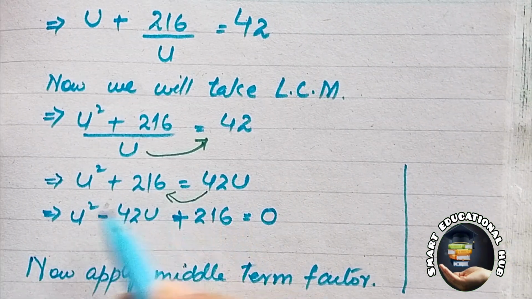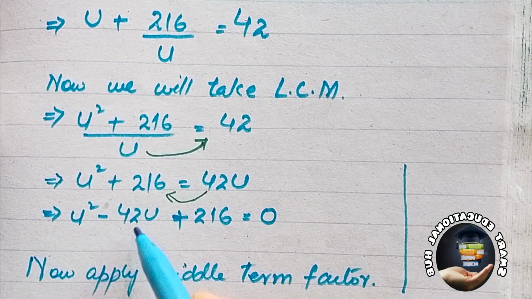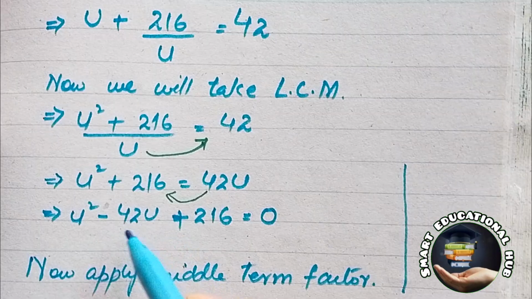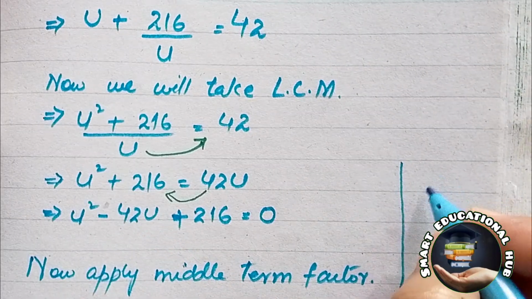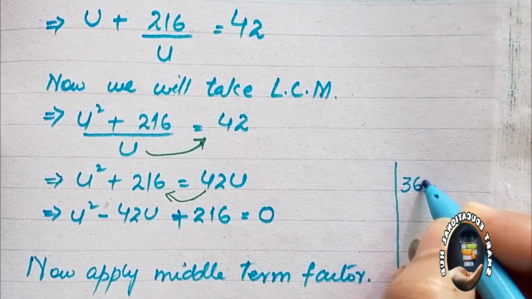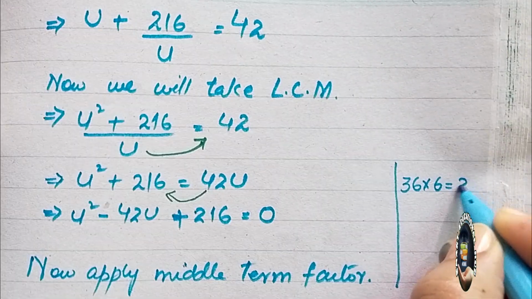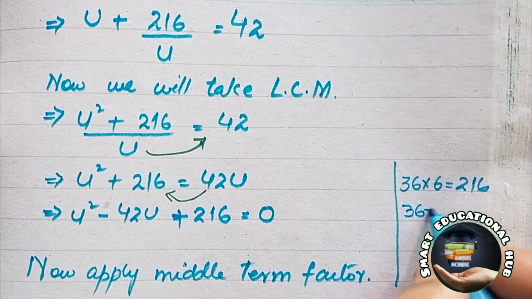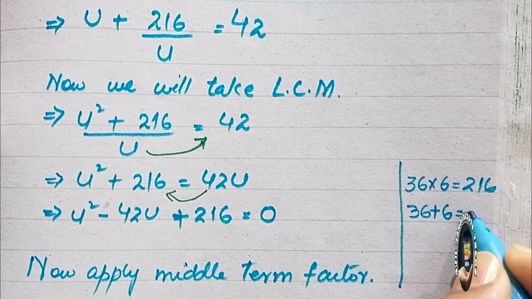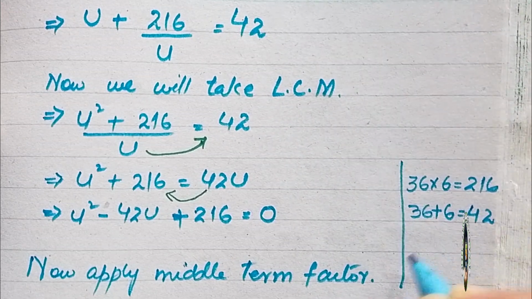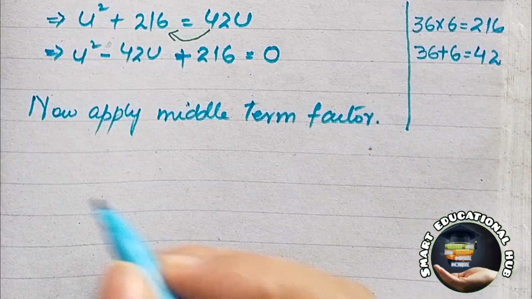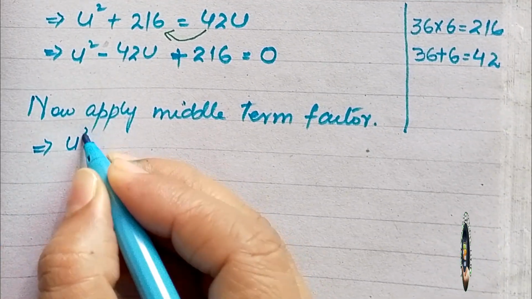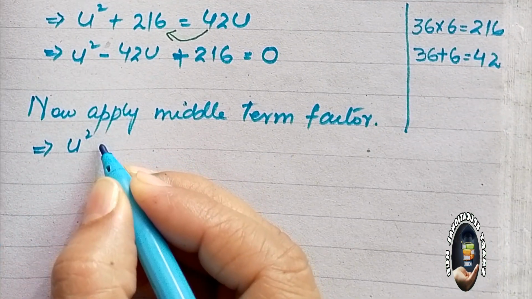We will break in such a way that when we add or subtract two numbers, we get the middle term, and when we multiply the first term with the last term, we get the product of the first and last term. This is called the middle term factorization. So we will break 216. 36 multiplied by 6 equals 216, and 36 plus 6 equals 42, which is the product of our first term and last term.